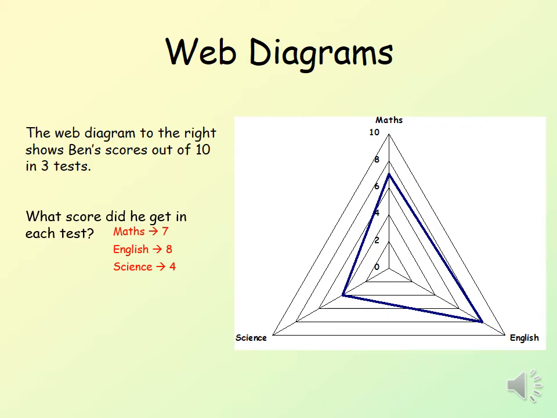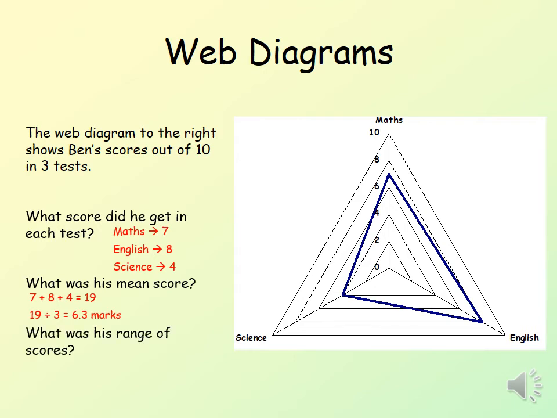So all we do is calculate the mean. So what is the mean? We're adding them up, dividing by 3 to get a mean of 6.3. And the other question you could be asked, of course, is the range, and that is the highest score take away the lowest score, it is 4. So it's as simple as that.